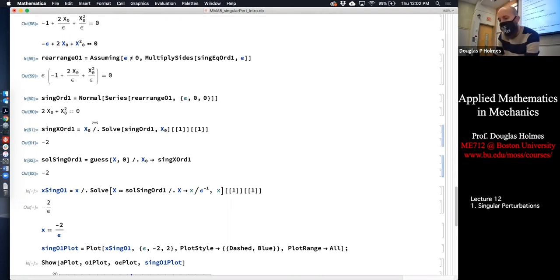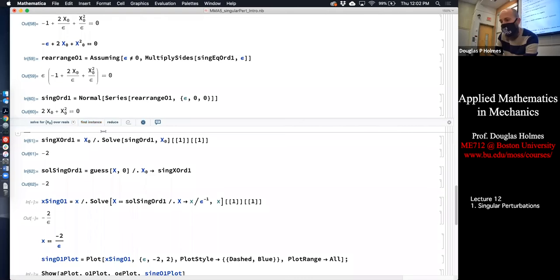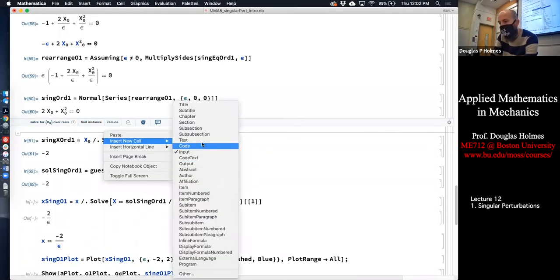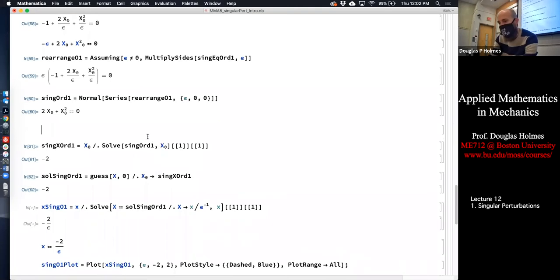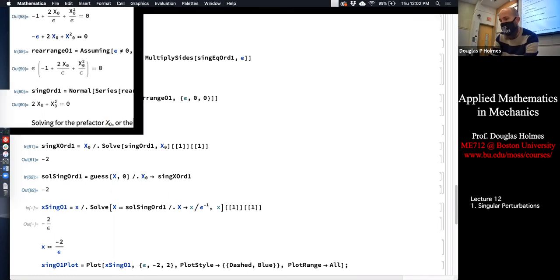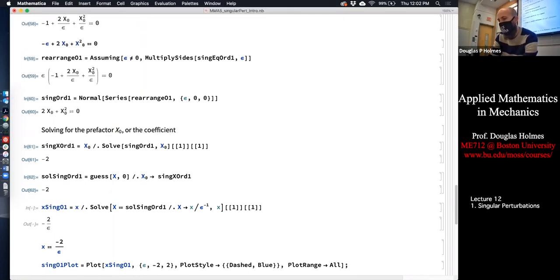I want to recall this equation here. Oh no, why did I put that? Okay. This equation here is solving for the prefactor x naught. Or maybe this is easier to think of, the coefficient on epsilon to the 0.